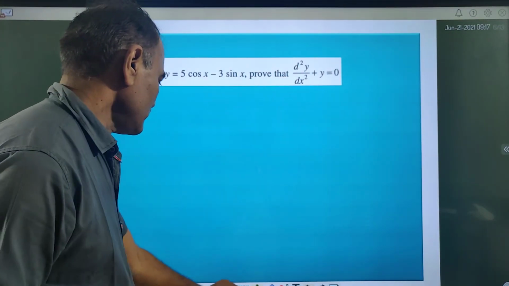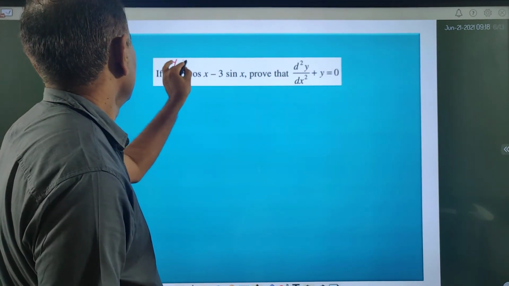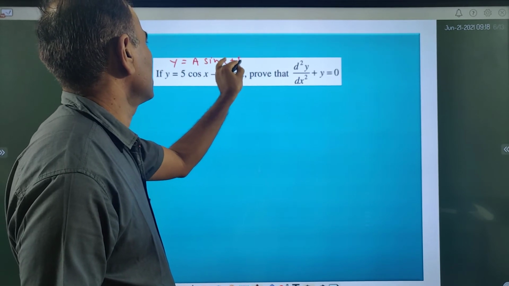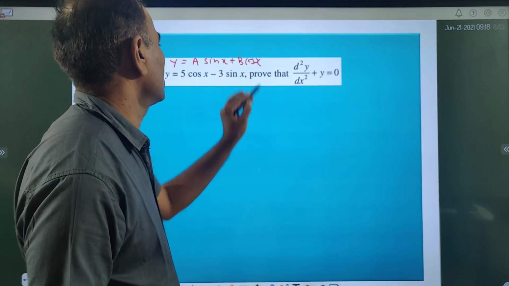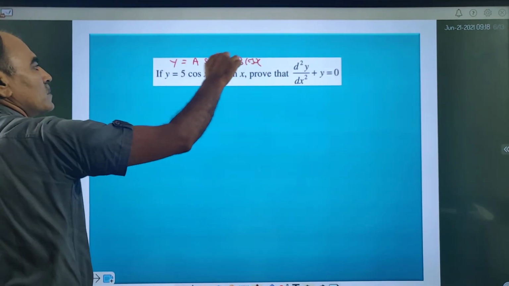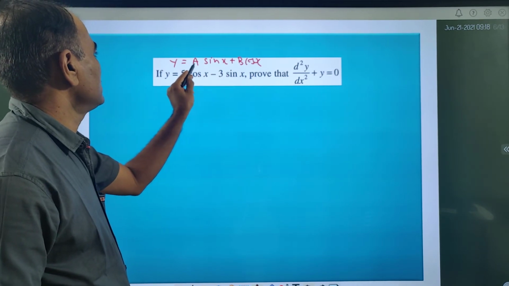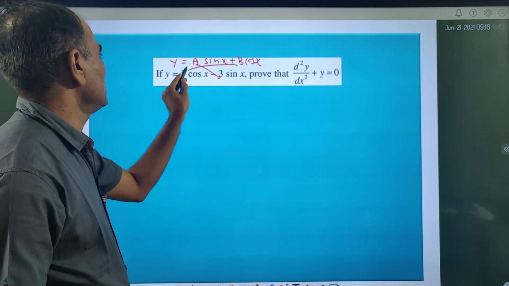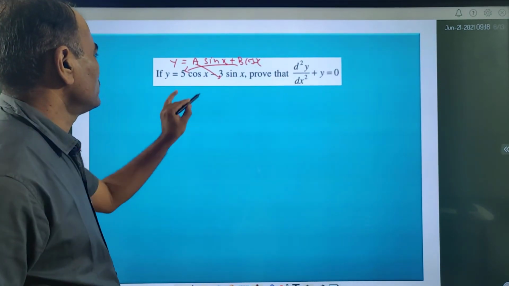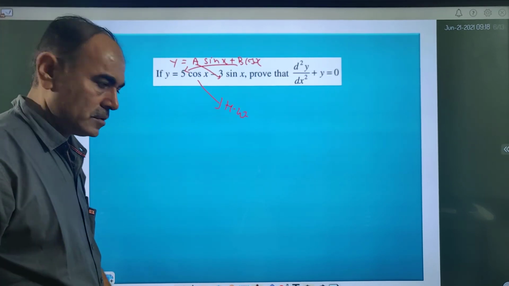See, we already saw this form: y is equal to a sin x plus b cos x. This is the general example. Your particular example is that a is equal to minus 3 and b is equal to 5 is given to us. On the same line we have to do it. So I am leaving this one for you.